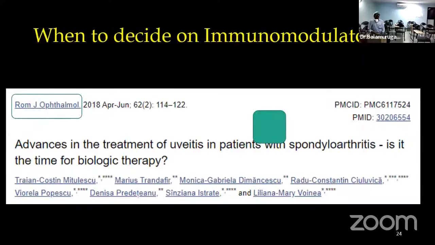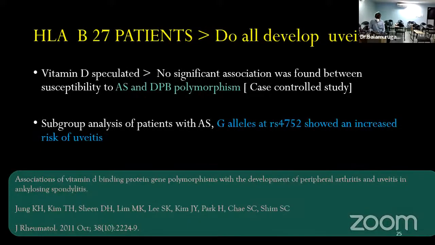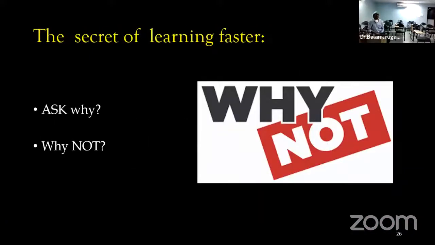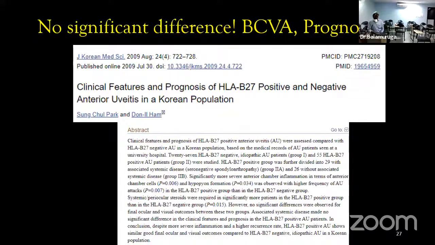So when to decide on immunomodulators? This is a Roman journal of ophthalmology. I think Dr. Partho should be an Indian, and he can't follow Roman practice in India. It says there is some speculated association with vitamin B2 and a genetic variant, RS4752, and if you have it, then there is a risk of uveitis. The secret of learning faster is we should ask why not. This is a wonderful article from a Korean journal which supports my argument.